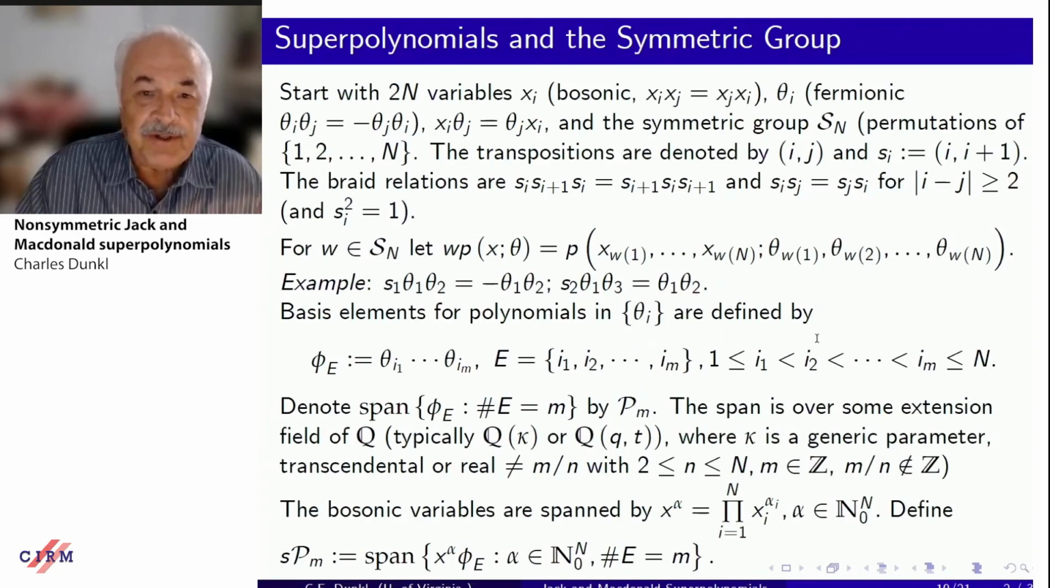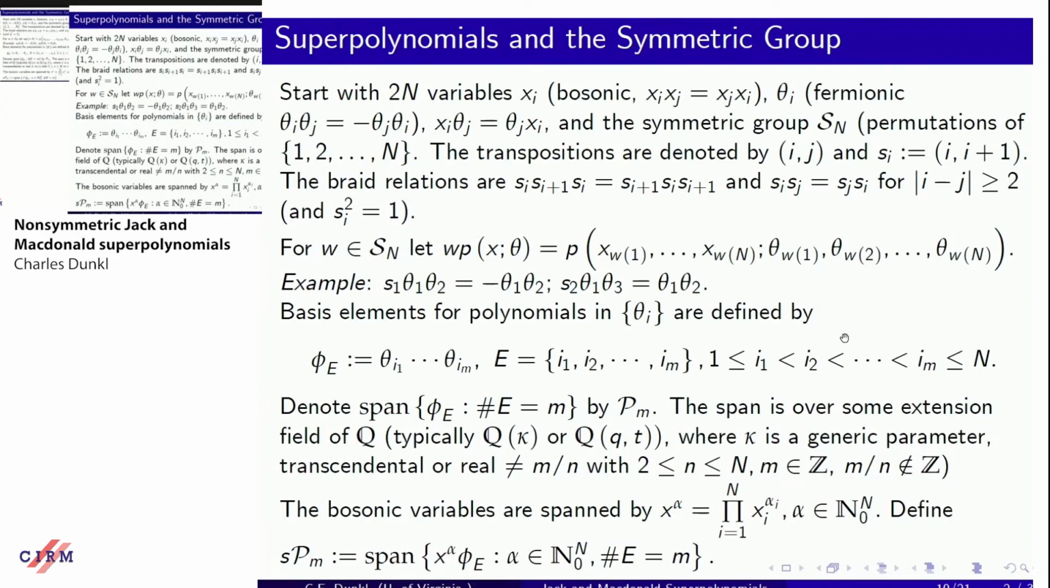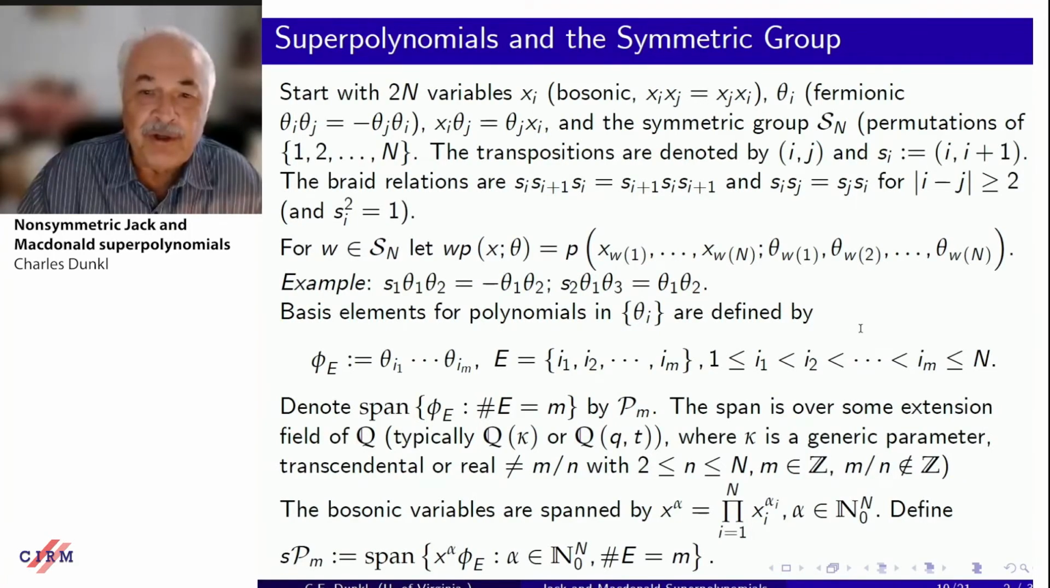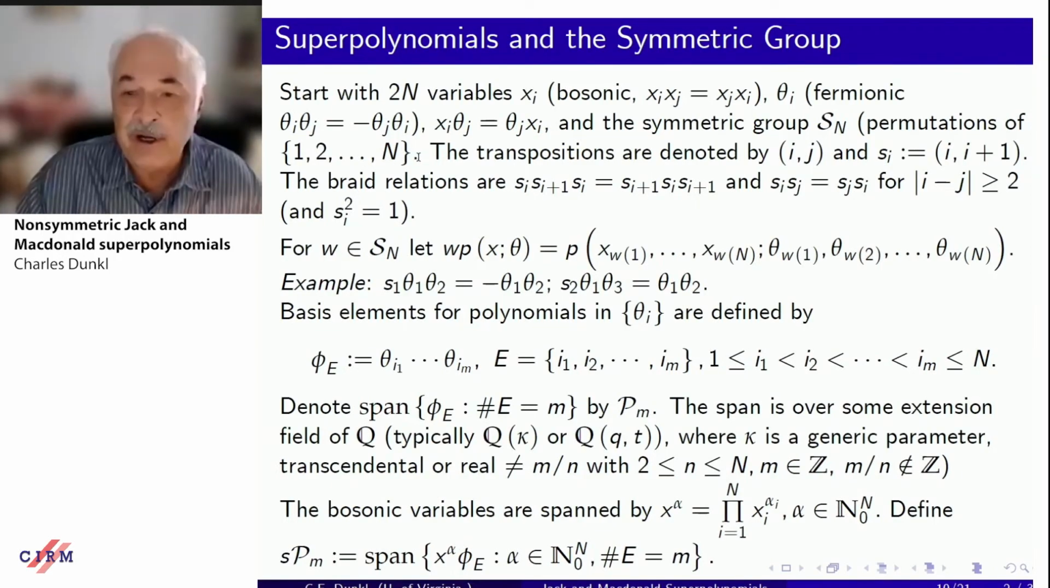Superpolynomials are formed with commuting variables, which are called the x's, and fermionic variables, which anti-commute. So there's never a second power, and the x's and the thetas commute. The symmetric group, which is considered as the group of permutations of the set 1 to n, is going to act on the polynomials. The most important permutations are the transpositions (i j) and the adjacent transposition, which is called s_i, which takes i to i plus 1.